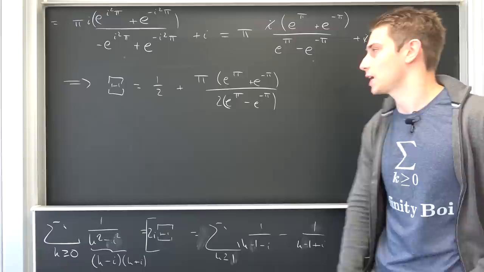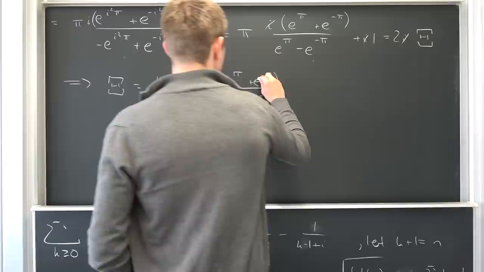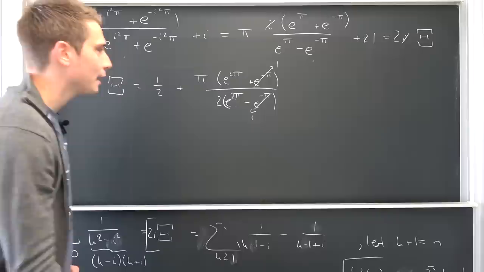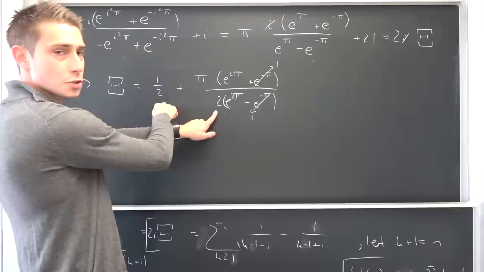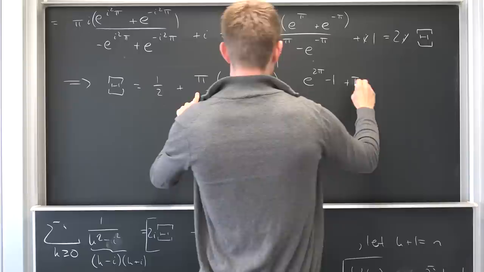Now, I would like to factor out e to the negative pi on both the numerator and denominator, it's going to cancel out, meaning this thing right here is going to result in a 1. This right here is going to result in a 1. We are going to raise the power by 2 right here. And now we have this expression. Let us also bring those two fractions together. What is missing is a factor of e to the 2 pi minus 1 up here. So we are going to have e to the 2 pi minus 1 plus pi times e to the 2 pi plus pi over 2 times e to the 2 pi minus 1.